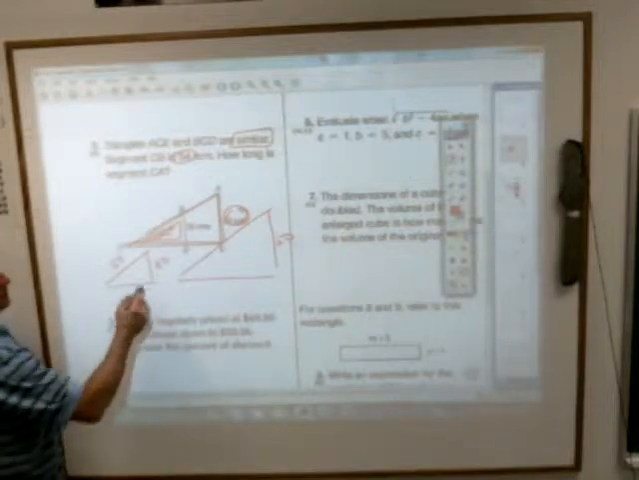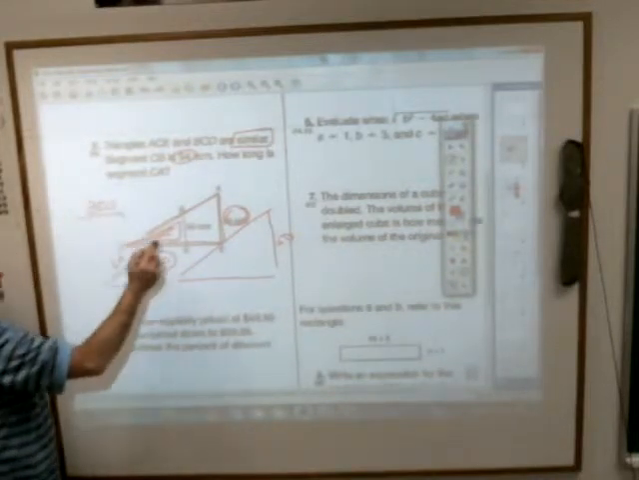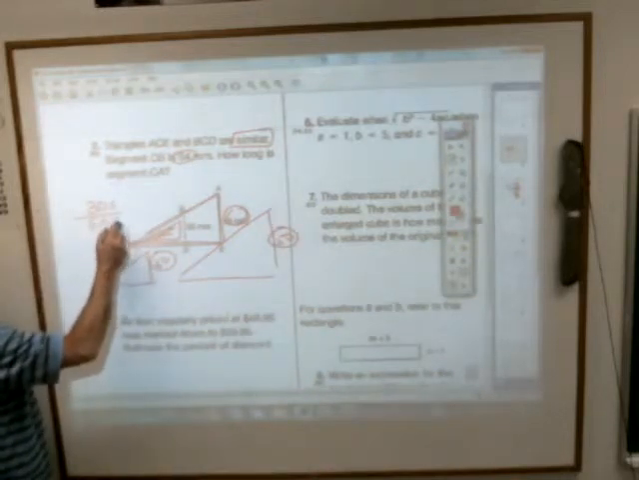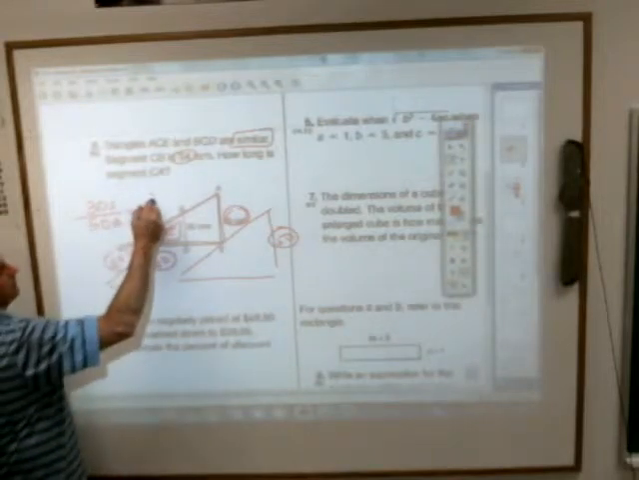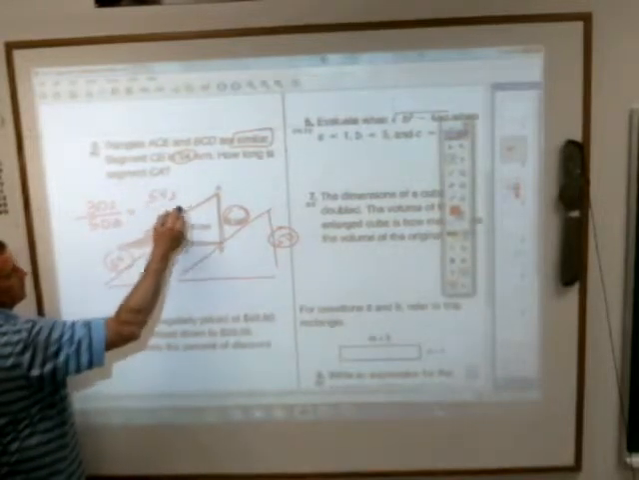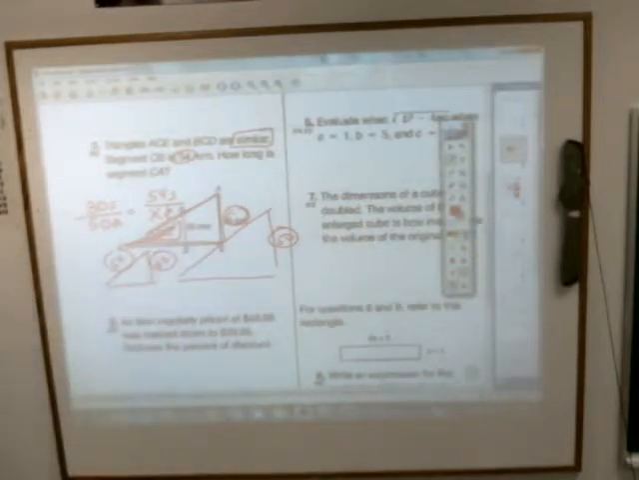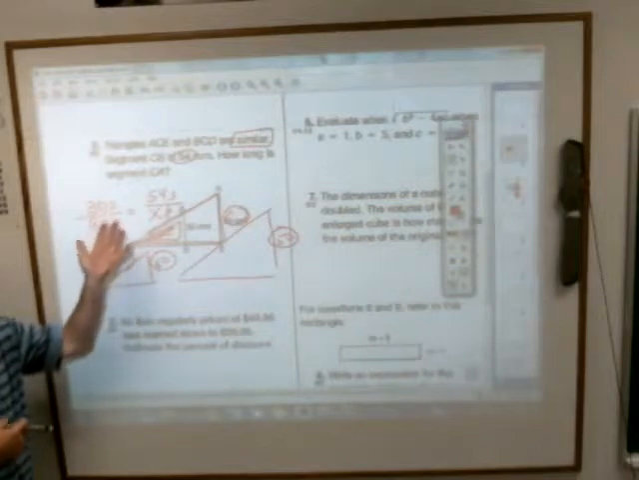In other words, 30 on the small triangle corresponds to 50 on the big triangle, and that's going to equal 54 on the small triangle, which corresponds to what you don't know on the big triangle. So just equal fractions there. And then it's up to you how you want to solve this ratio, fraction, whatever thing.